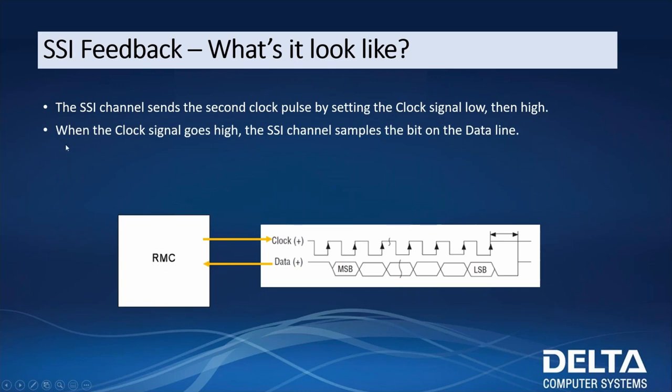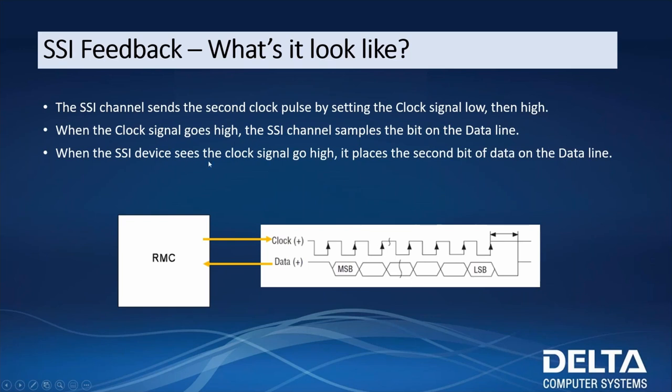And when the clock signal goes high, the SSI channel is going to sample the bit on the data line, right? So you've got the data going back. And when the SSI device sees the clock signal go high, it places a second bit of data on the data line, right? So each of these bits is going to be sent back, and this is how we're receiving data. It's a digital signal. This continues until all the bits have been clocked and sampled. So for instance, if you've got 24 bits, you're going to see 24 bits coming back to your controller, and that's going to happen every single loop time.